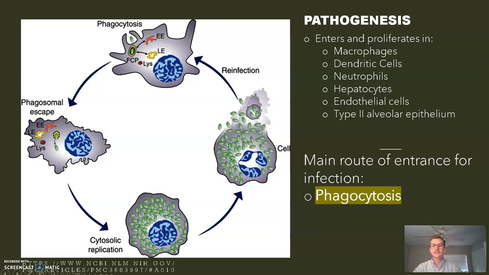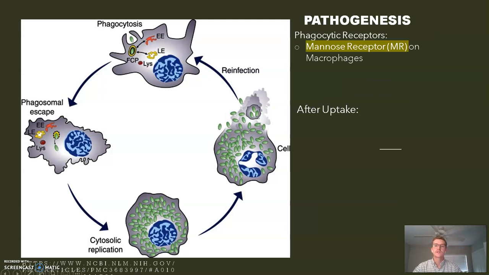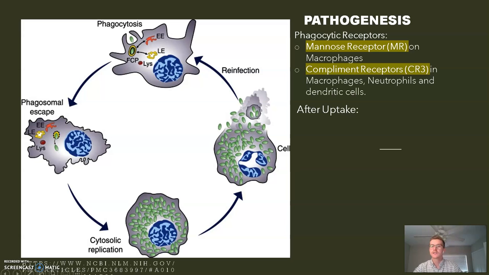However, the mechanisms that it takes to infect cells that are not phagocytic, there needs to be further research done on that. We do not know how that quite works, but when it comes to the main route of entrance for infection of this disease, it's going to be through phagocytosis. And so some of the receptors that it can cling to are the mannose receptor in macrophages, as well as complement receptors in macrophages, neutrophils, and dendritic cells.